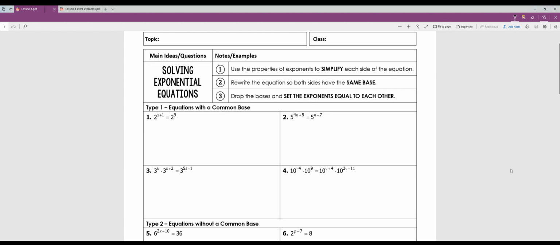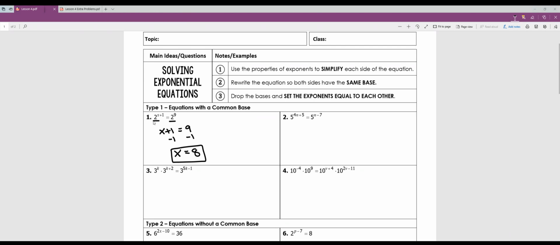And then once we have the same base on each side, we can get rid of them and set the exponents equal to each other. So let's start with number 1 here. I don't have anything I need to simplify, and I currently have the same base. Do you see how both sides have a base of 2? So I skip straight to step 3, and I'm setting my exponents equal to each other. So if x plus 1 is equal to 9, I just use basic algebra skills, move that 1 over, and I get that x is equal to 8. Easy peasy.